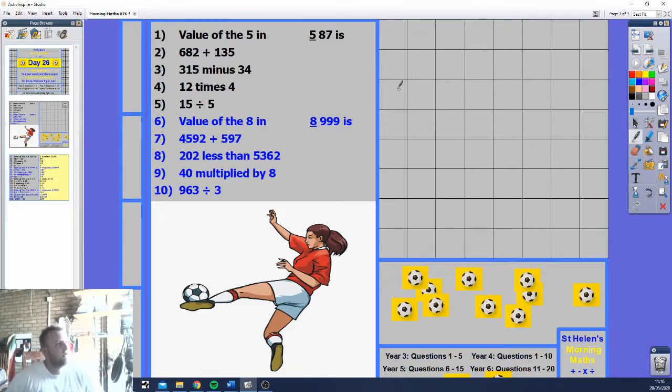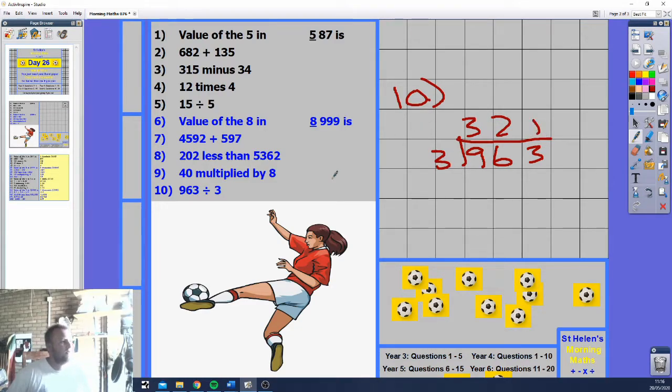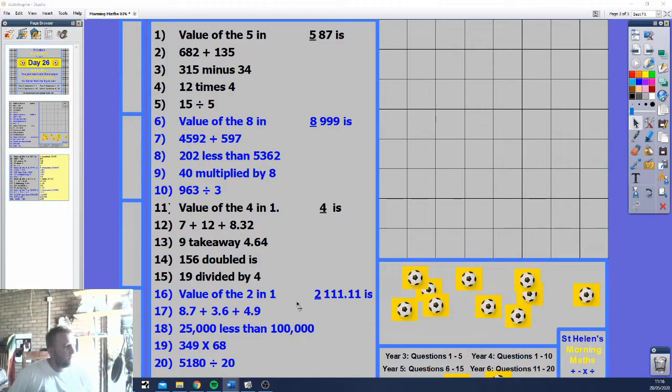Number 10. We're going to do 963 divided by 3. I know this is going to be a really simple calculation because 9, 6, and 3 all go into 3. So that's going to be nice and simple. 3 goes into 9 3 times. 3 goes into 6 twice. 3 goes into 3 once. I actually could do that in my head. I'm not going to spend any longer on that one. That's nice and simple. All right, let's move on to the year 5 and 6s.